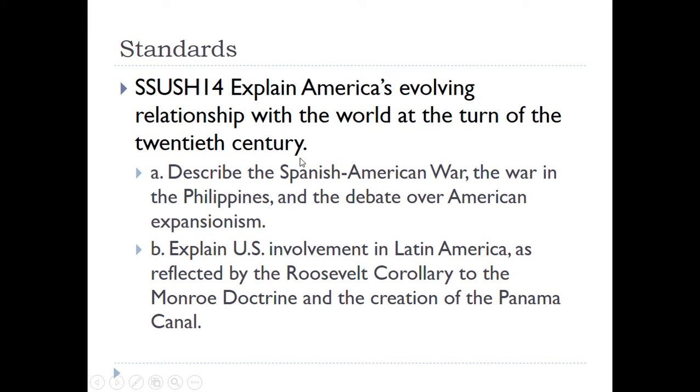We'll explain how the Philippines are involved there and how some Americans debate the idea of expanding or being imperialistic and taking over other territories. I kind of mentioned our involvement in Latin America. We'll talk about Theodore Roosevelt a little bit more tomorrow. He is part of the story in the Spanish-American War, but I'll talk to you more about him tomorrow on something called the Roosevelt Corollary. It's an addition to the Monroe Doctrine, and what the story is in Panama and the building of the Panama Canal.